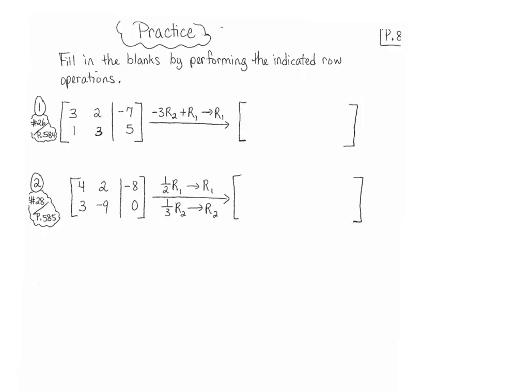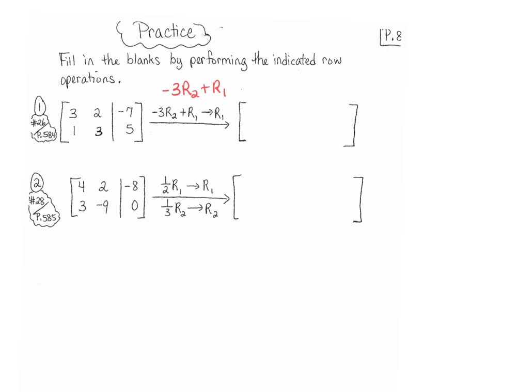Now let's do a couple of practice problems. So fill in the blanks by performing the indicated row operations. So here we have this augmented 2 by 3 matrix, 2 rows, 3 columns, and we want to perform the indicated row operation negative 3 row 2 plus R1 to get a new R1. So in your books, remember, this would just appear as -3 row 2 plus row 1, which means that what you're ending with is the row that's changing.